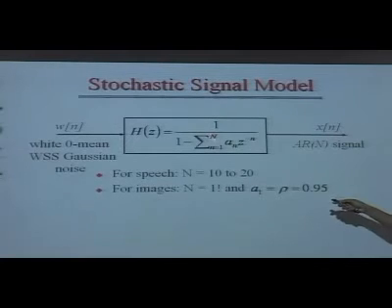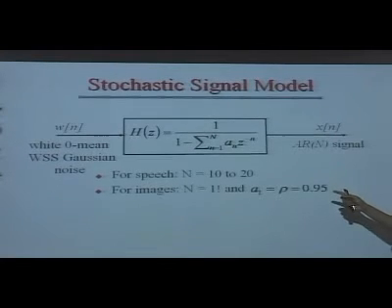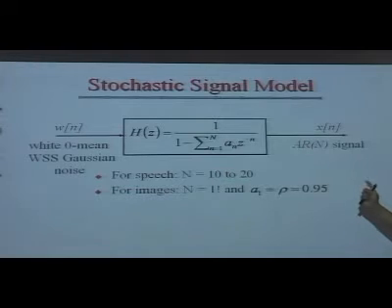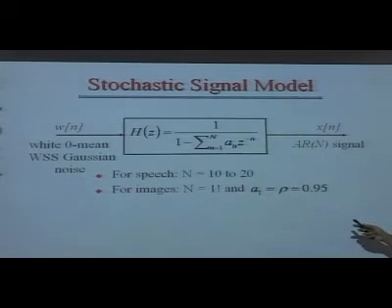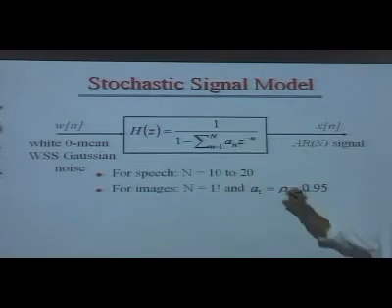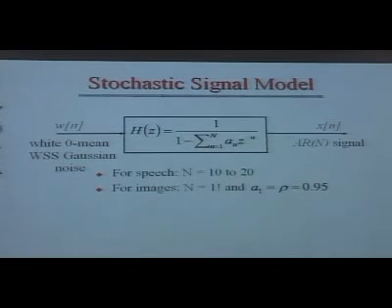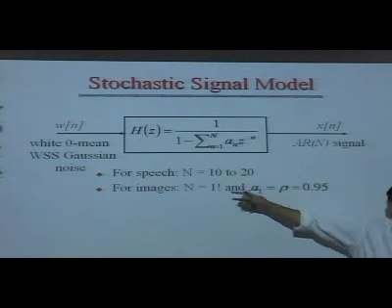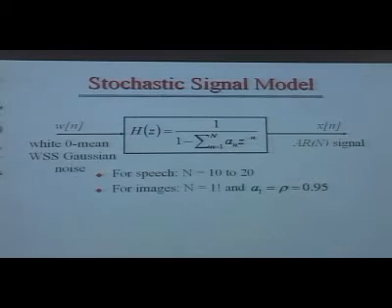So this large N is the highest order of the filter. Okay, this is the order of the IIR filter. And for speech, N can be anywhere from 10 to 20. Okay, for images, take a look at this. All we're doing is N equal to 1.